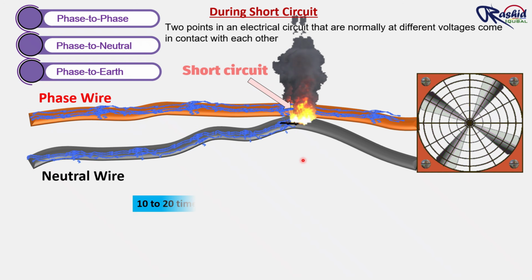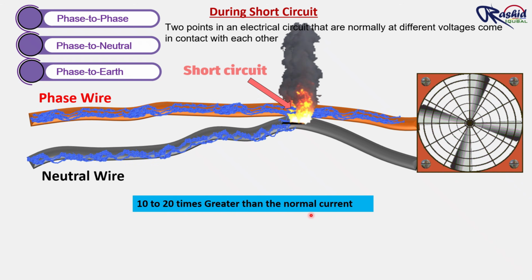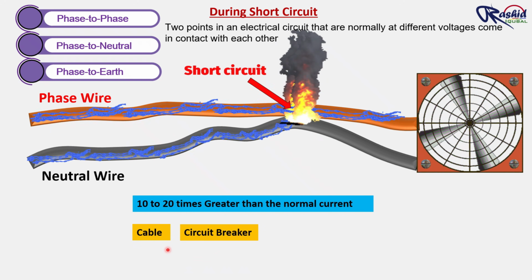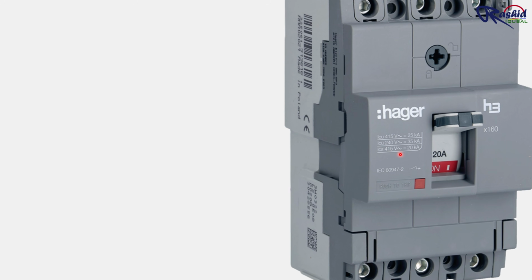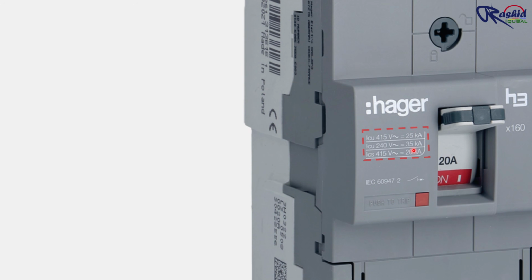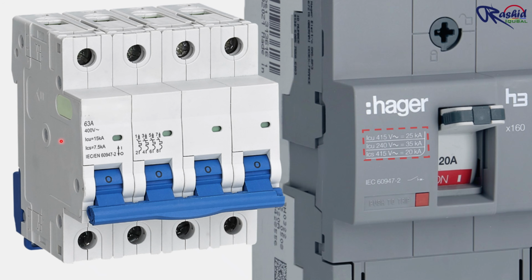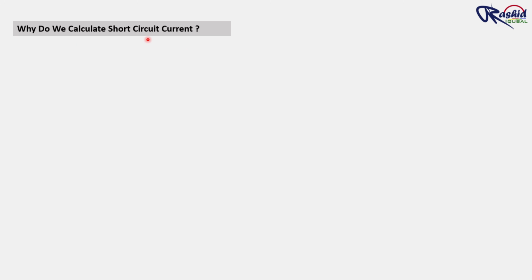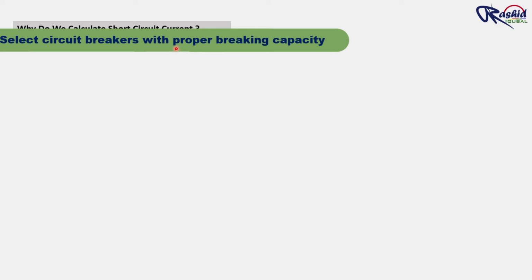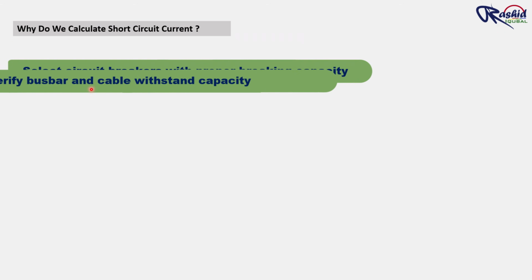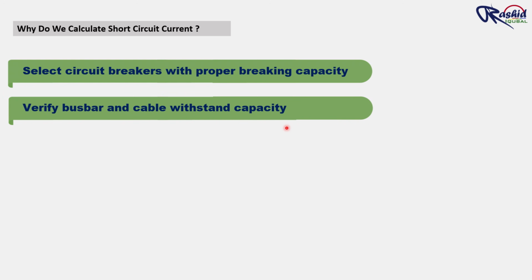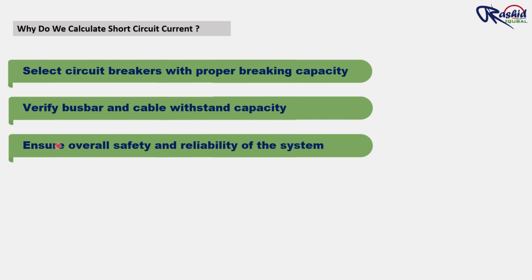It can be 10 to 20 times greater than the normal current and can cause serious damage to cable, circuit breaker and equipment if not properly controlled. That's why before designing any electrical system, we must calculate short circuit current at every point so that we can select safe and suitable protection devices. So now the next question arises, why do we need to calculate short circuit current? Actually, short circuit current calculation helps us to select circuit breakers with proper breaking capacity and verify busbar and cable withstand capacity. So always ensure overall safety and reliability of the system.